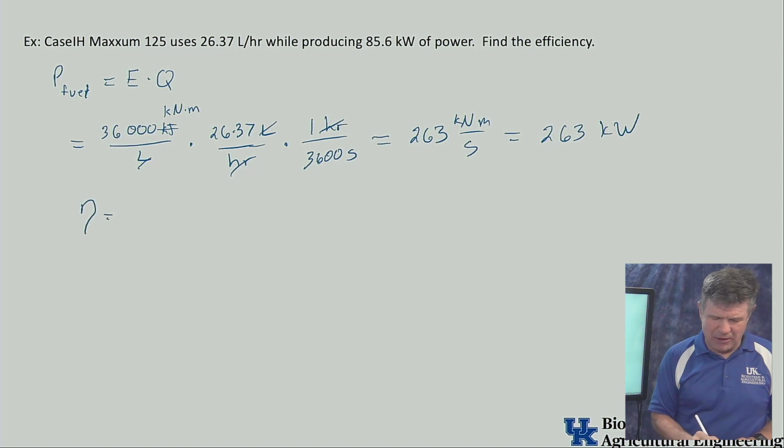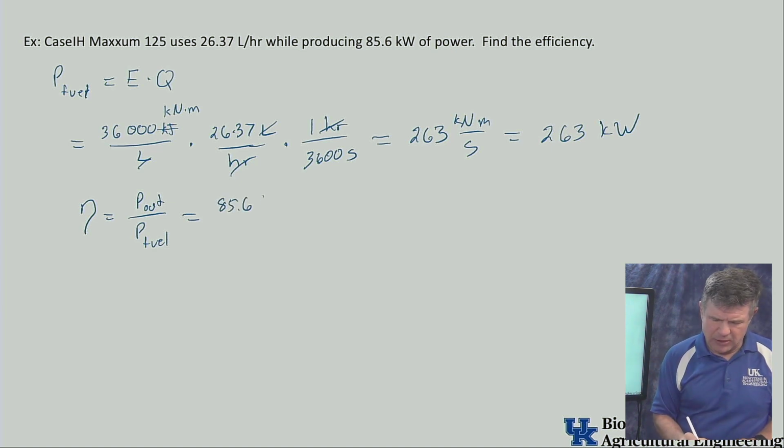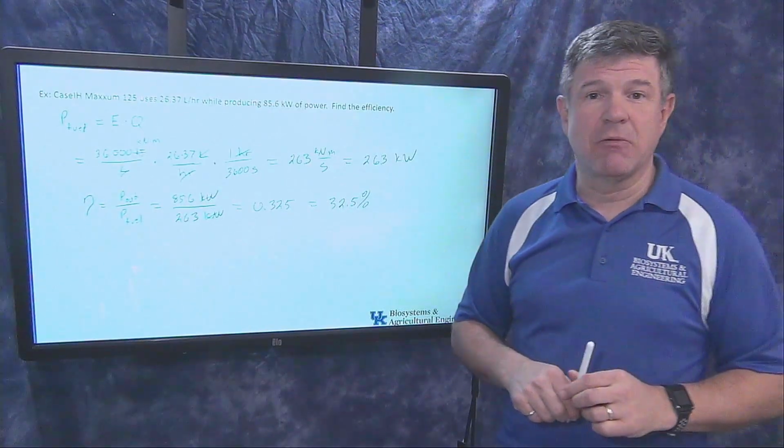Greek letter eta here, and I've got to do this ratio, so it's the power out divided by the fuel power. Power output in our example is 85.6 kilowatts, divided by the input power, 263 kilowatts. So the kilowatts cancel off. We end up with the ratio. So this equals 0.325, which if I multiply that by 100, we can say that that's 32.5%. All right, so it's better. The other one was 30%.